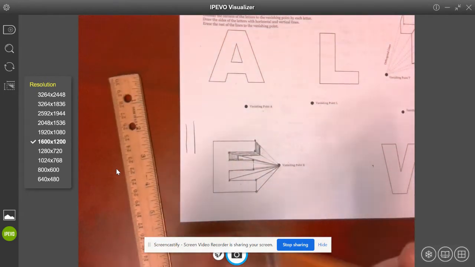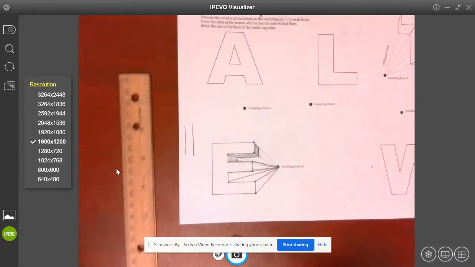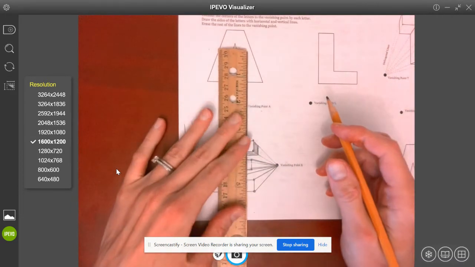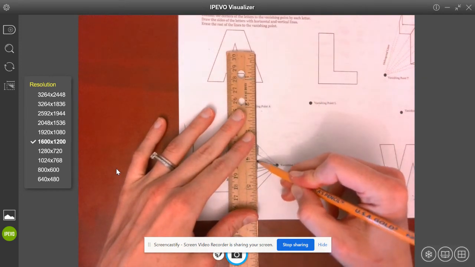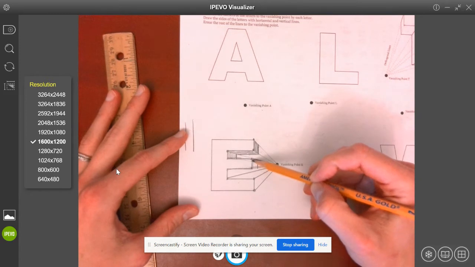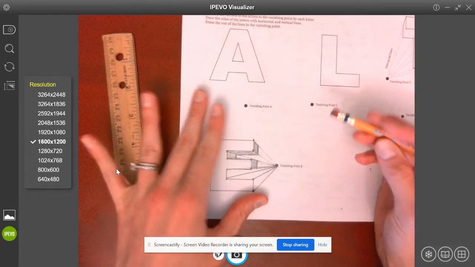All right, next section. So I'm going to erase this line because I don't need it anymore. I'm going to go to this side of the E. I'm going to move it over. And remember, I'm just drawing in this section. Those are parallel lines. I'm going to shade it in. And now I can erase that section.